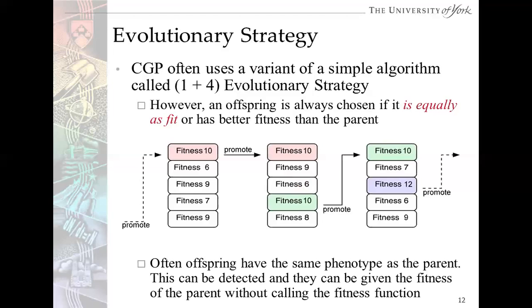But it's worth noting that often offspring have the same phenotype as the parent because they only differ in non-coding genes. And of course, you could detect that in advance, and you avoid calling the fitness function again because you already know its fitness.